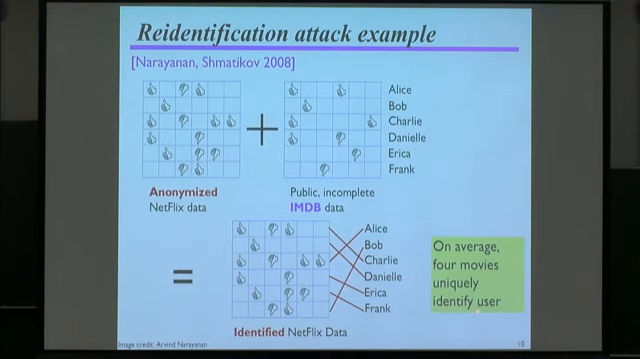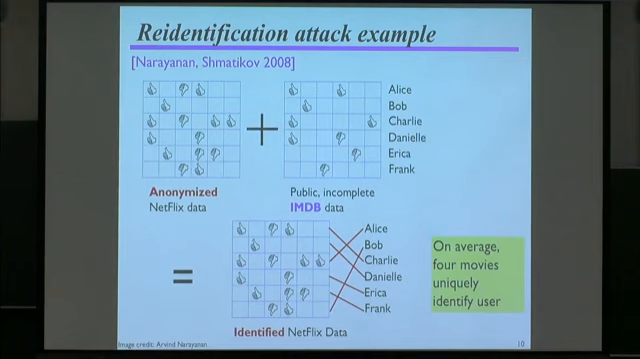This is a quote from one of the authors who said that on average it takes about 4 movies to uniquely identify a person. That means there exist 4 movies that more or less uniquely identify you, because most of us watch a small number of random movies that few other people watch, and that pattern more or less identifies you.